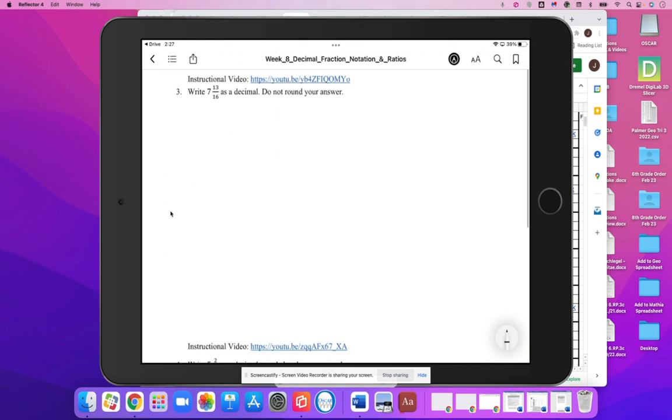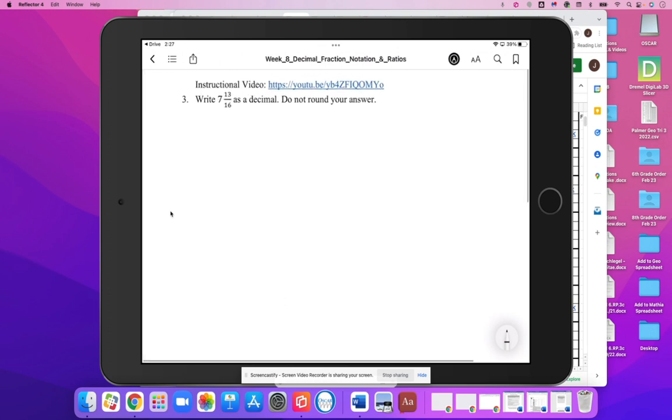Now we have the fraction 7 and 13/16 as a decimal. And so what we're going to do for this is treat this number as two separate pieces. We have the 7, and then we have the 13/16.